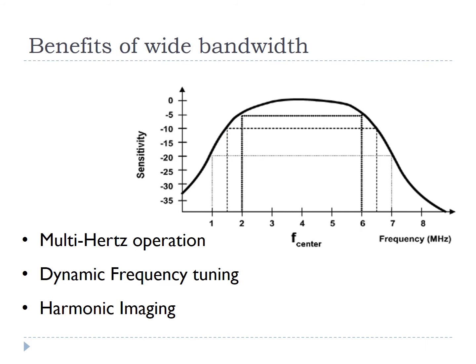There are many benefits of having a wide bandwidth, those being multi-hertz operation, dynamic frequency tuning, and harmonic imaging. We'll touch on multi-hertz operation and dynamic frequency tuning in a moment. Harmonic imaging will come later this semester. In the last few years, ultrasound has been revolutionized by the ability to produce ultra-wide bandwidth transducers. The wider the bandwidth, the more options there are for operating a transducer at.